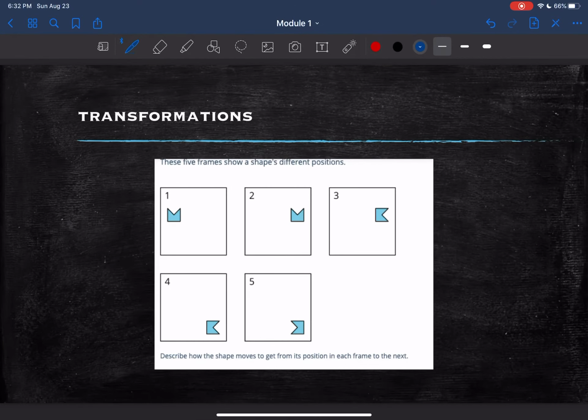All right. So take a second and pause this video and try to do this one on your own. Okay, if you paused the video, let's go ahead and see how you did. So from frame 1 to 2, it went from the left-hand side to the right-hand side. The orientation stayed the same, so we know it was translated right.